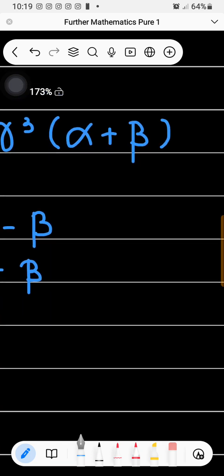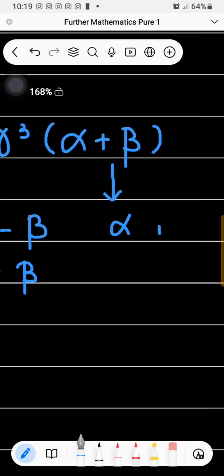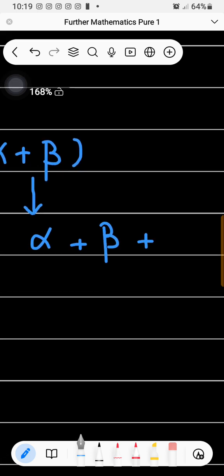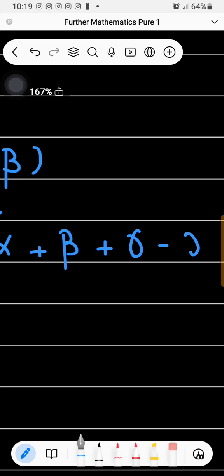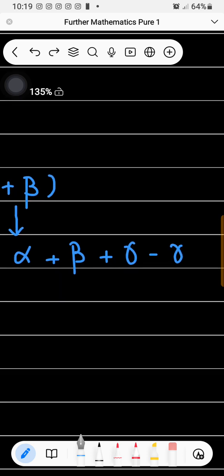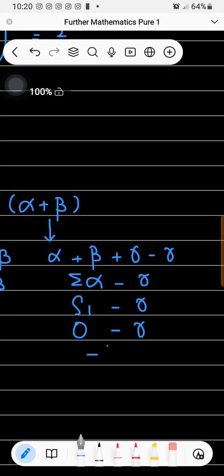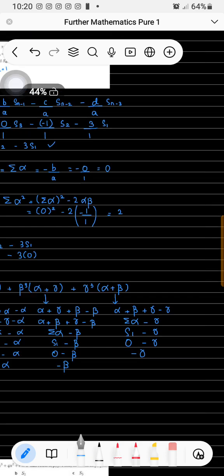If we talk about this, it is alpha plus beta plus gamma and minus gamma. So alpha plus beta plus gamma can be written as sum of alpha minus gamma. Sum of alpha can be written as S1 minus gamma. S1 can be written as 0 minus gamma. 0 minus gamma means minus gamma.